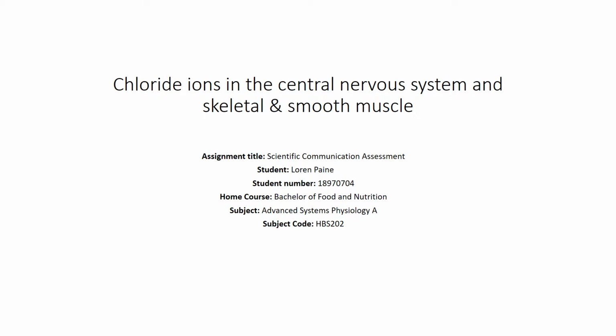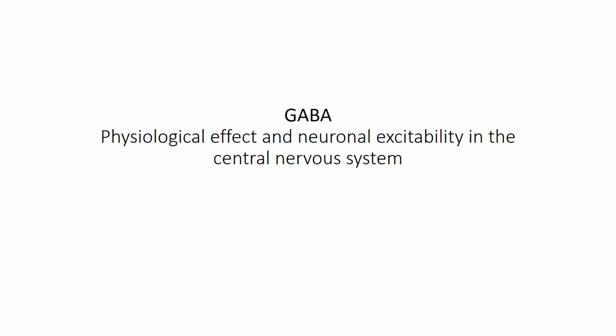In this presentation, we will be looking at the importance of chloride ions in the central nervous system and skeletal and smooth muscle. We will cover 3 specific topics of interest. The first topic that we will address is how GABA exerts its physiological effect and how it affects neuronal excitability in the central nervous system.